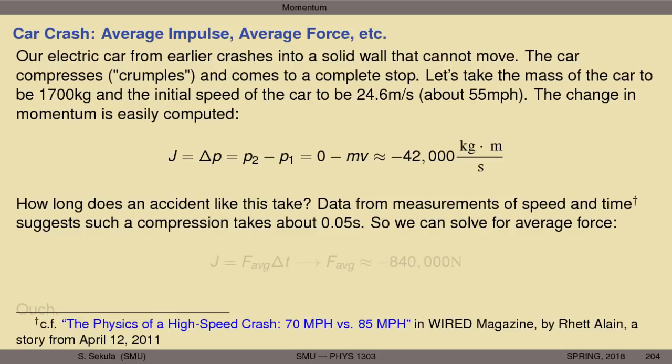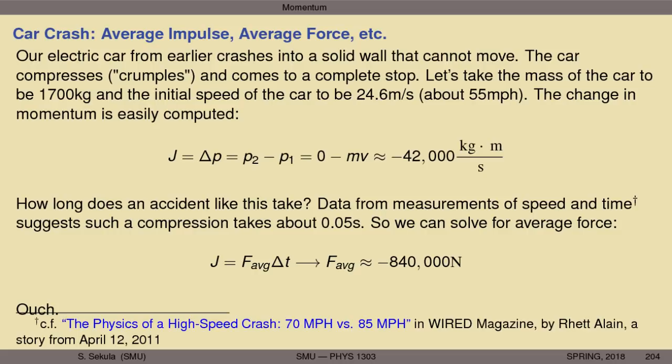Now, using this information that an average time over which this accident will occur is about 0.05 seconds from the moment just before striking the barrier to coming to a complete stop or a nearly complete stop after compressing the vehicle, we can solve for the average force. So the impulse will be related to the average force times the time over which the average force is acting. We can rearrange and solve for the average force, and we find out that the average force that's causing this change has a magnitude of 840,000 newtons. Ouch is about the nicest thing I could say. 840,000 newtons acting on a vehicle is a lot of force.